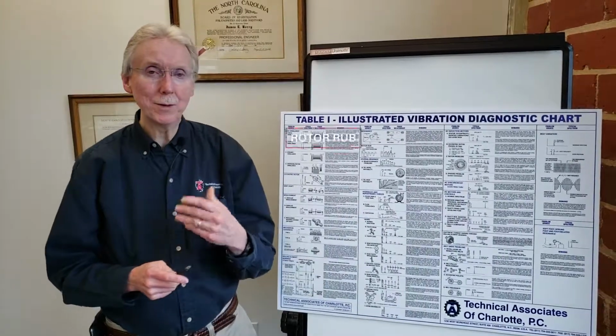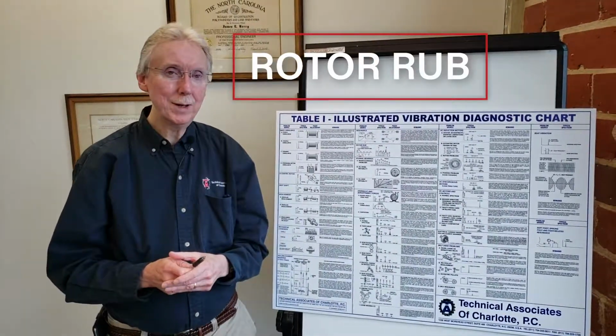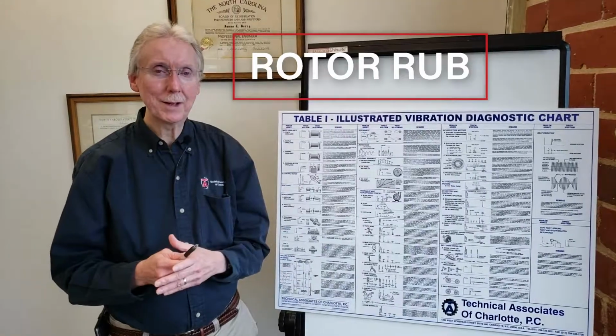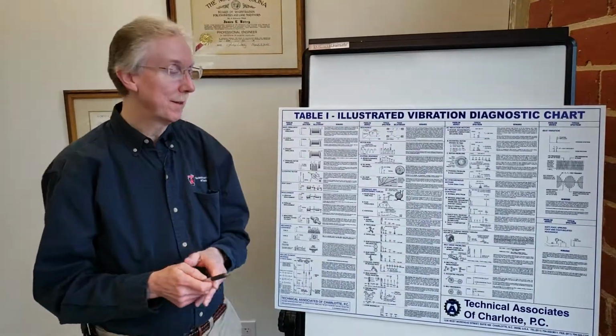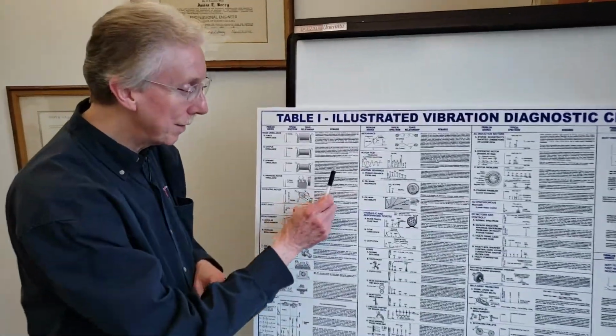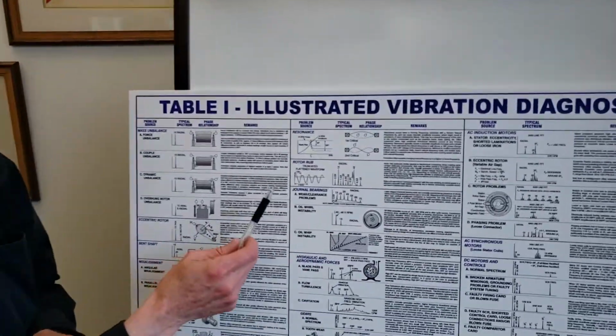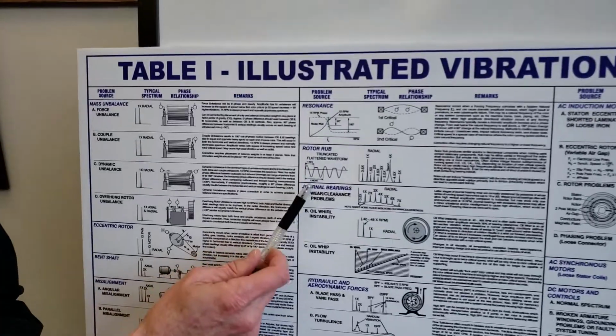Today we're going to be talking about Rotor Rub, which can be a catastrophic phenomenon that can affect machines of all shapes, sizes, and geometries. Today let's look at how you would detect Rotor Rub by looking at the illustrated vibration diagnostic chart.